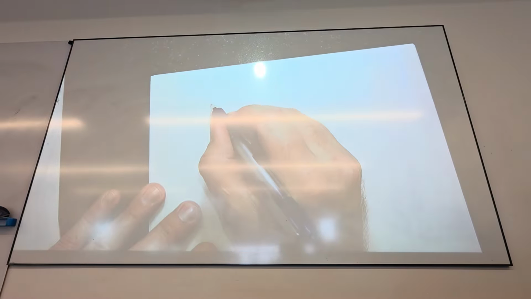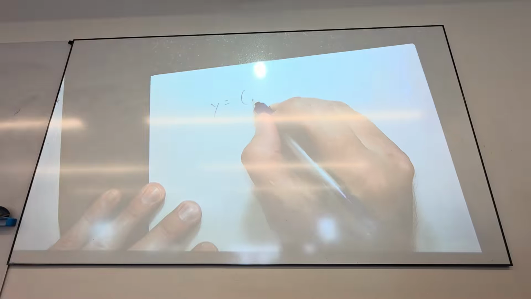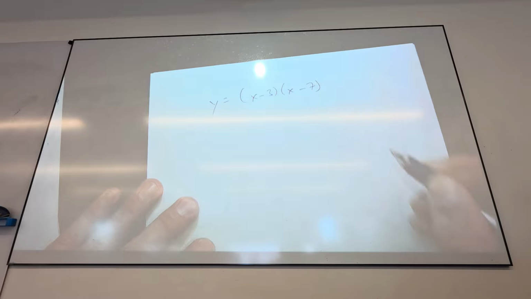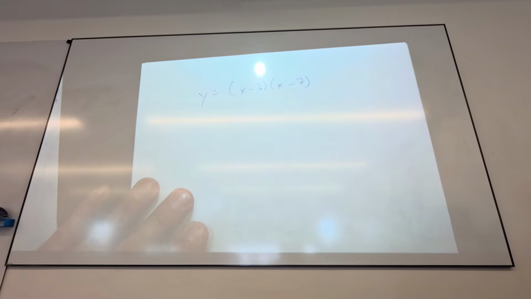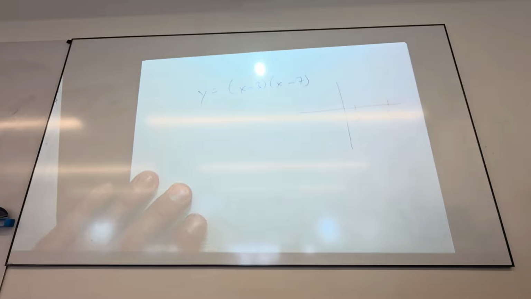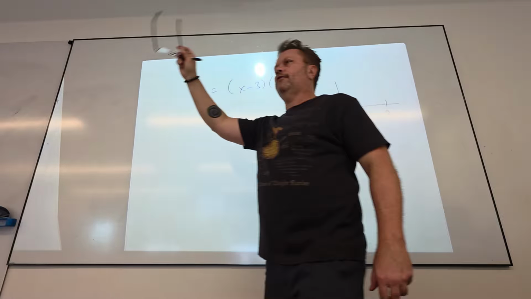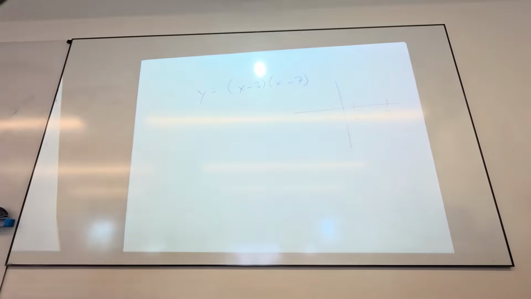So here's what's really cool. Didn't we say earlier, for example, if I had this, can anyone tell me what the x-intercepts are? 3 and 7. 3 and 7. What must the x value of the vertex be? 5. Is that cool with everyone?